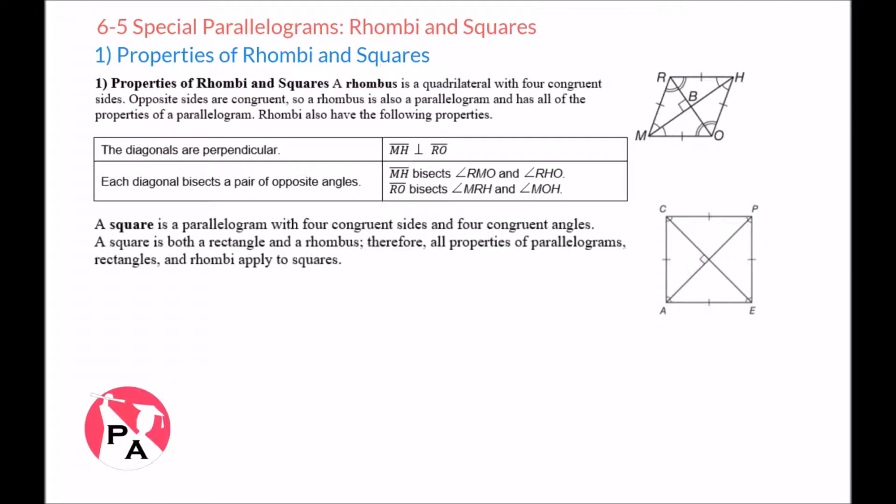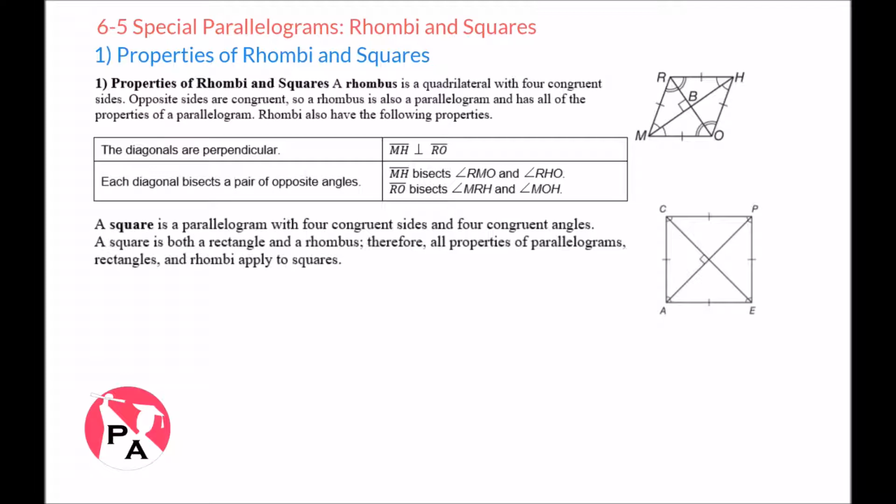Another important property of a rhombus is the diagonals are perpendicular to each other, which means one of the angles is going to be 90 degrees. And then all these four angles are going to be 90 degrees. So the diagonals are perpendicular is the first important property other than having all equal sides.